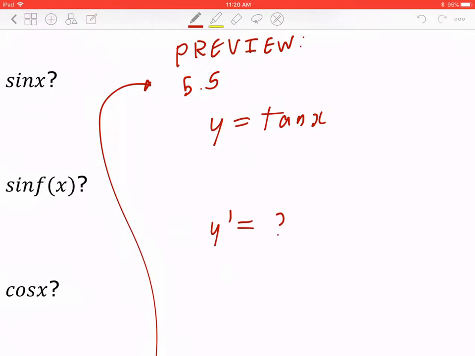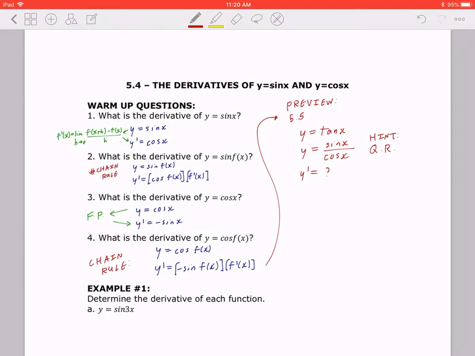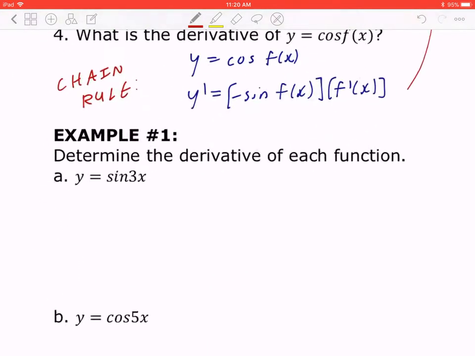But the hint I'm going to give you is this. If y equals tan x, from grade 10 math, you've learned that tan x is sine x over cosine x. And by applying the quotient rule, and again, I'm giving you these hints here, in combination with the two new ideas today, you can find y prime. And again, we'll come back to this once you watch 5.5.